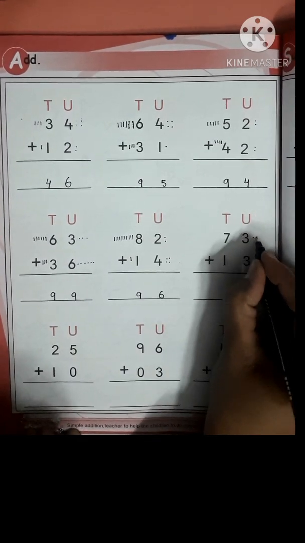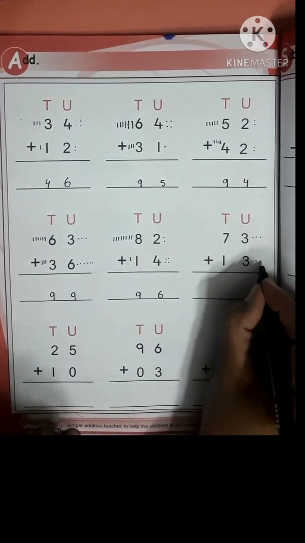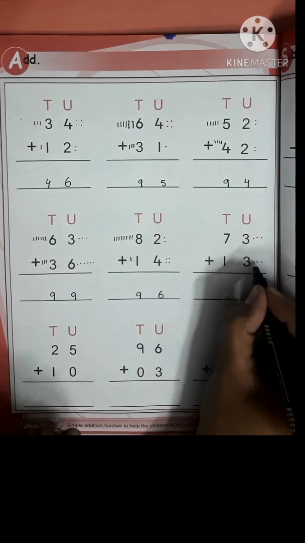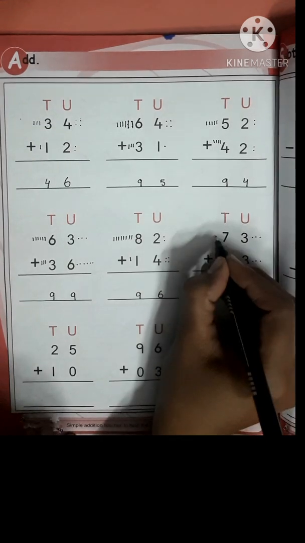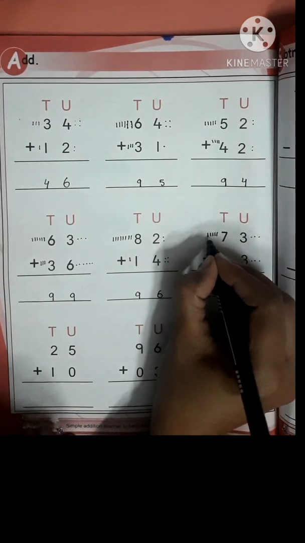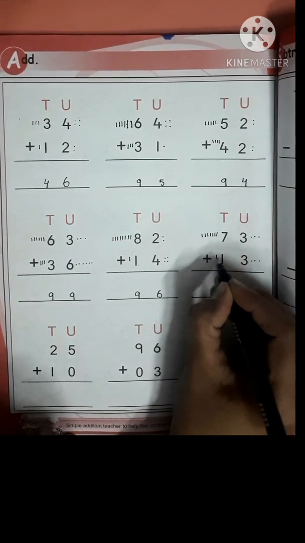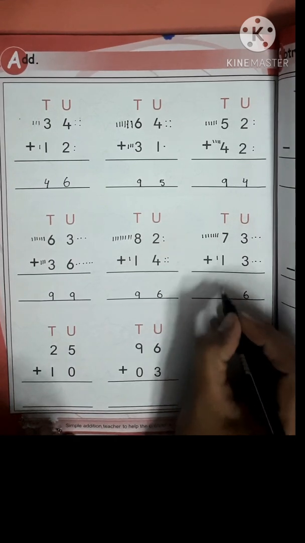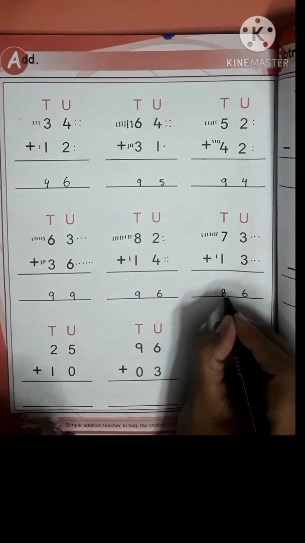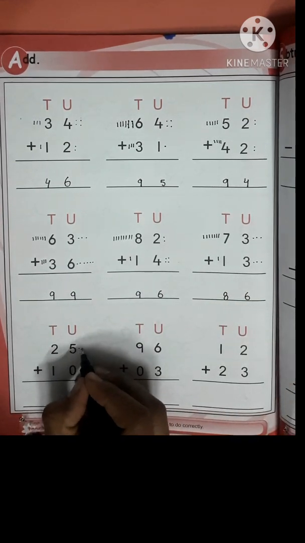Now the next question. 3 and 3. The answer is 6. Now we will add the tens. We are doing simple addition. 7 and 1. The answer is 8. Now the next question.